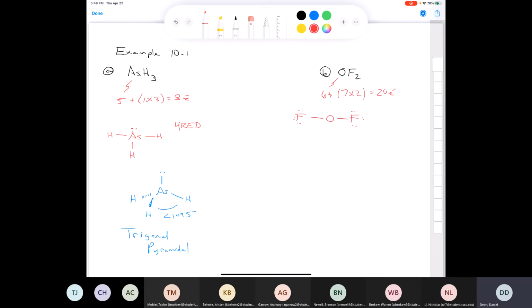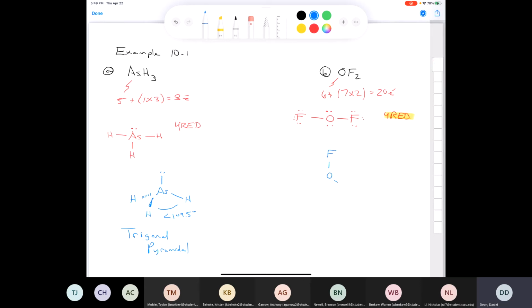I have 4 electrons left over. I'll put them on the central atom. We're in the same situation here. We've got 4 regions of electron density, don't we? Look, we've got 2 bonds and 2 lone pairs on our central atom. And so those are going to adopt a tetrahedral molecular geometry, tetrahedral electron geometry as well.